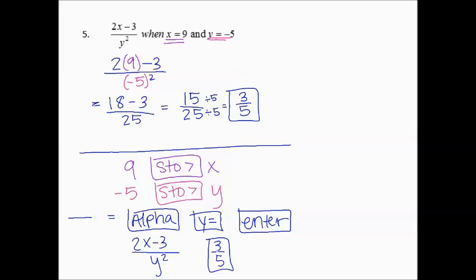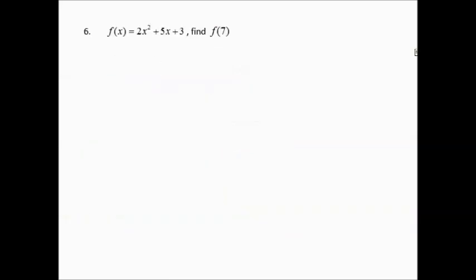We're going to do one more example. And this one we see that function notation again, but this time it just says find f of 7. So in that case, it's just like the one that we did earlier. We're going to do f of 7. So I'm going to substitute in 7 for x. f of x equals 2x squared plus 5x plus 3. Instead of x, I write 7, and then I'm going to square it, plus 5 times 7 plus 3.